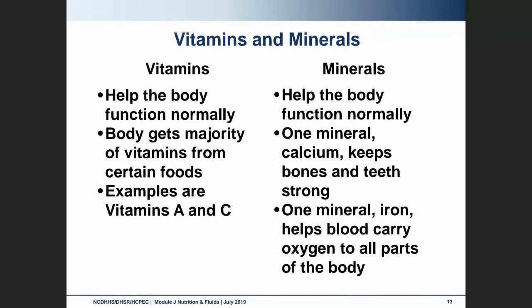Vitamins and minerals. Both vitamins and minerals help our body to function normally. We get the majority of our vitamins and minerals from the foods we eat. Some common examples: vitamin A, vitamin C. Of course, when you're not feeling well or trying to fight off an illness, we try and up that vitamin C a bit. Minerals can be really important, again, of course, to help our body function normally, but some examples, calcium, of course, helps to keep our bones and teeth strong. Iron, we need that to carry oxygen to all parts of our body.